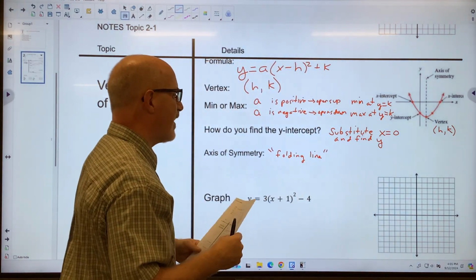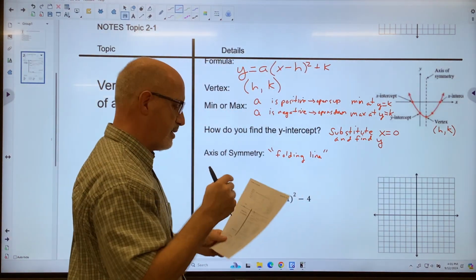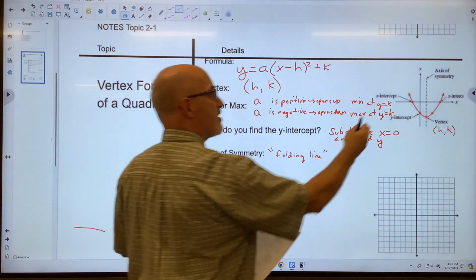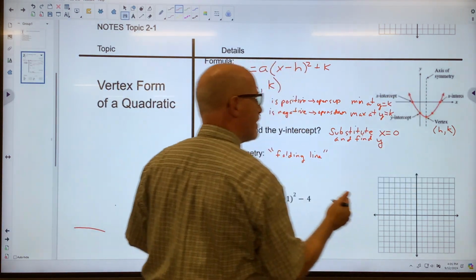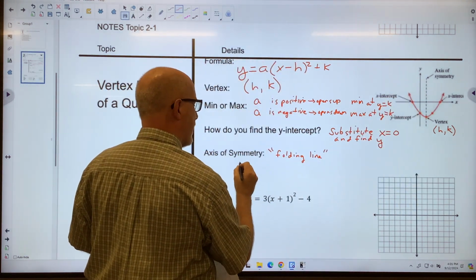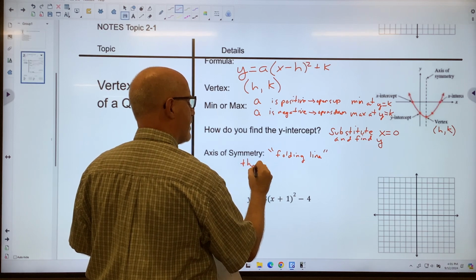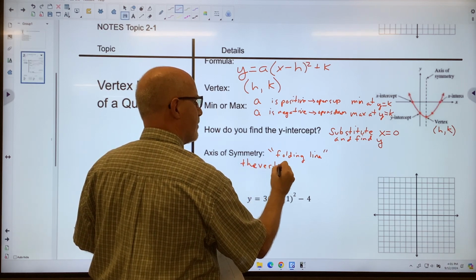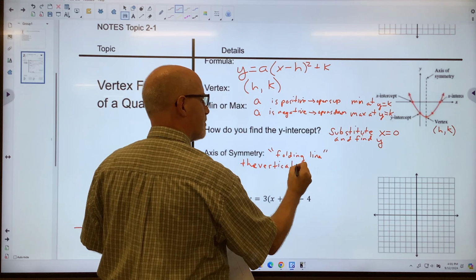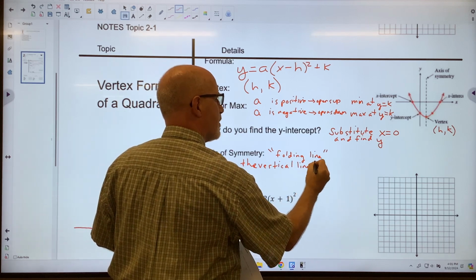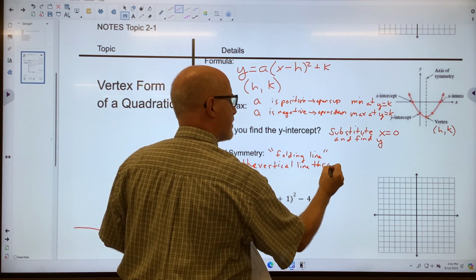So how you find the axis of symmetry is you want to think of it as the vertical line through the vertex. This is the vertical line through the vertex.